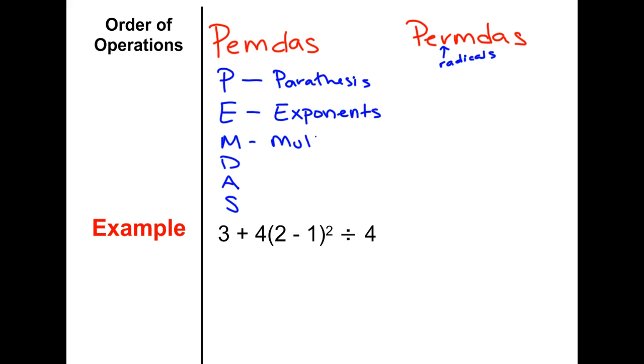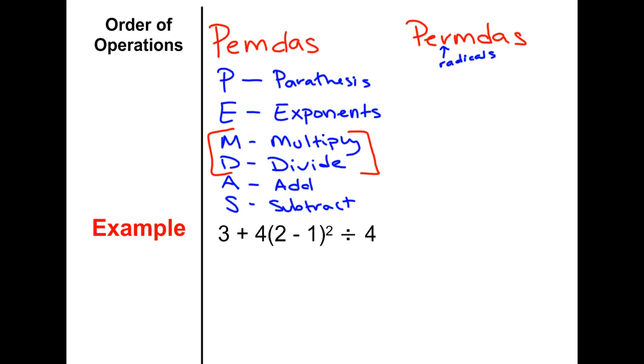Next is multiplication, divide, and lastly addition, subtraction. Now a common mistake that people make, just because it's PEMDAS and multiply comes before divide in that acronym, is that these come at the same time. So you go from left to right for which one of those comes first.